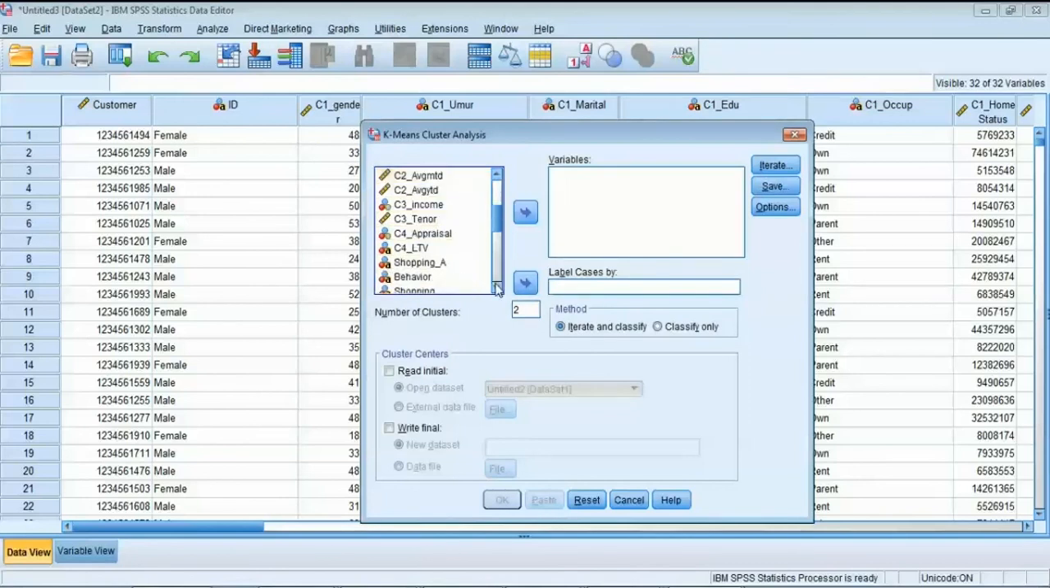Okay. I put here, let's say income, and then average balance, and then average month to date, tenor, okay, and then can you put income still in that? Yeah. Okay, no worries, just like that. Okay, put into three clusters.